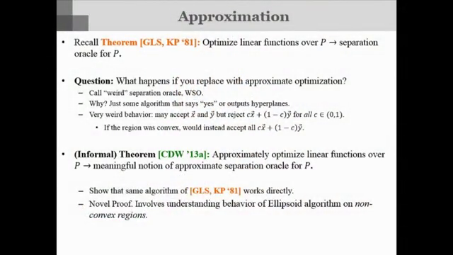So for approximation, recall this theorem that I told you earlier, which is that if you can optimize linear functions, then you can get a separation oracle. A reasonable question to ask is what happens if you use exactly the same approach, but I start with an approximately optimal algorithm instead. Okay? The output of this, we call a weird separation oracle. The reason we call it that is because it is an algorithm that sometimes says yes, and it sometimes outputs hyperplanes, but it's not really a separation oracle.